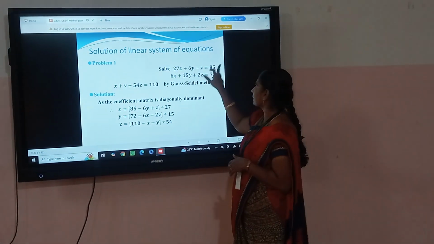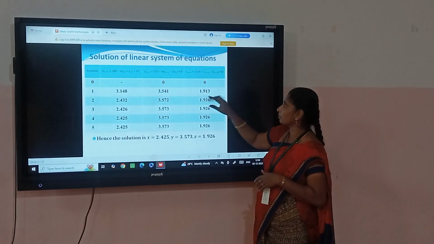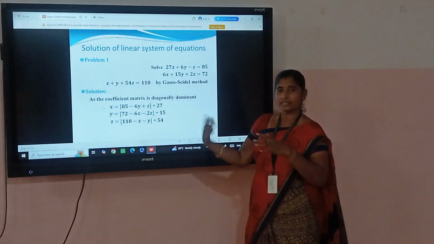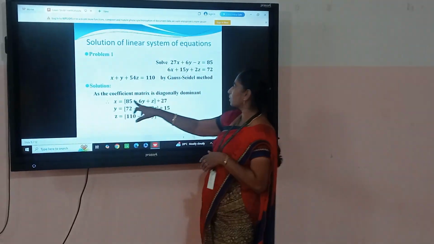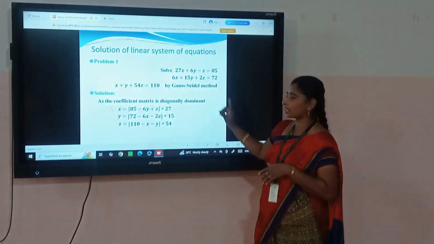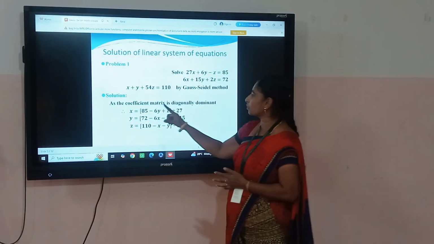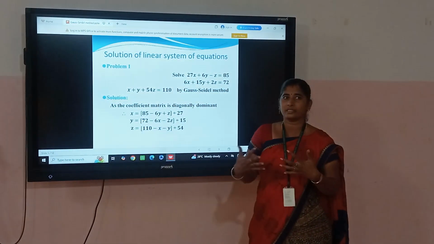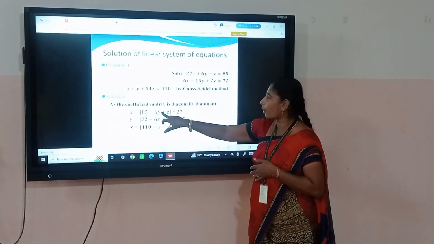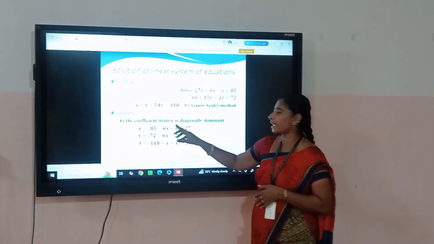Here, first we check diagonal dominance. The diagonal values 27, 15, then 54 are greater than the other values. So we take x equal to the first equation, y equal to the second, z equal to the third. Now we have to find the values of x, y, z. If we need the x value, we substitute y equal to 0 and z equal to 0. Then solving the equation we get the x value.